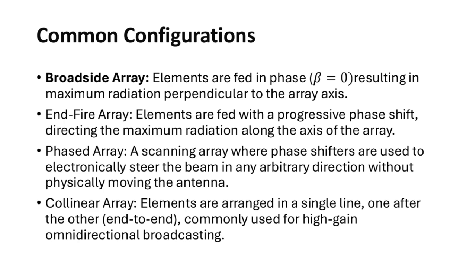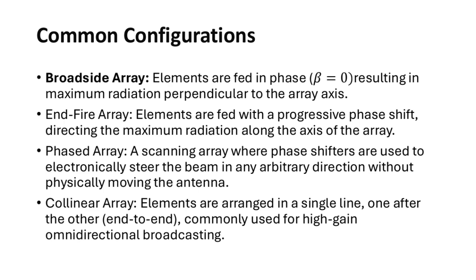In linear array, there are four common configurations. The first is broadside array. Here the elements are fed in phase, with the phase beta value 0. That results in maximum radiation perpendicular to the array axis. So when the phase value beta is 0, we call that configuration a broadside array.